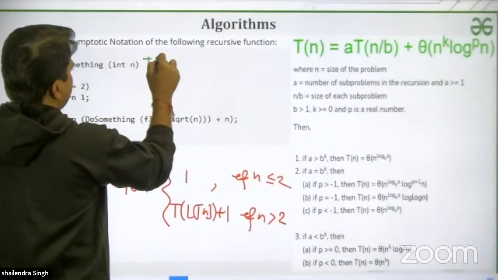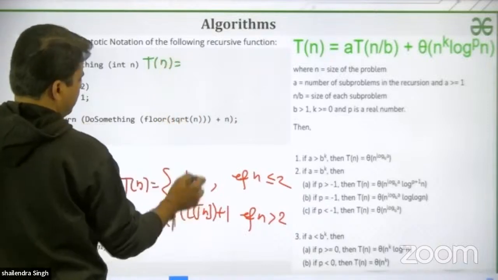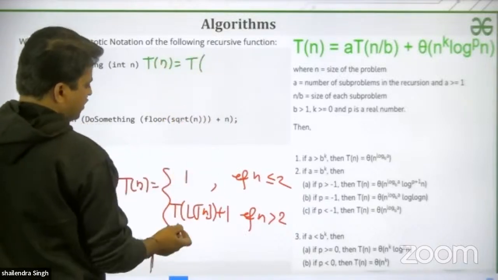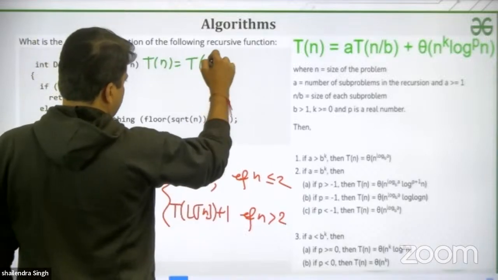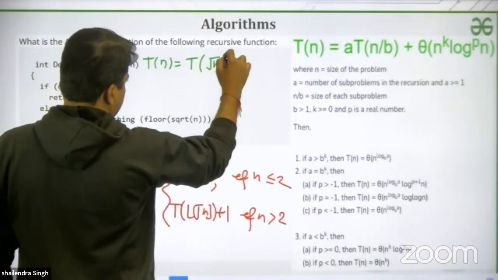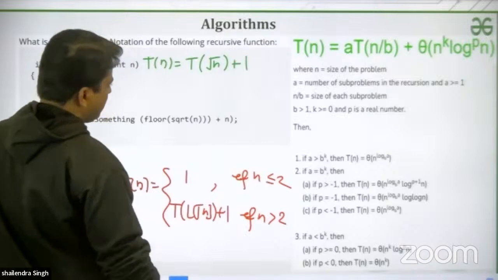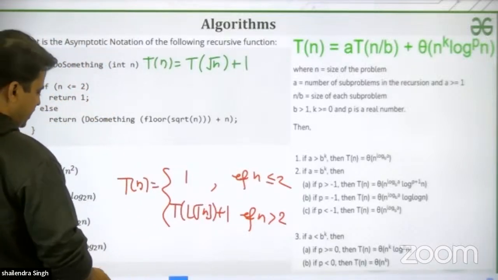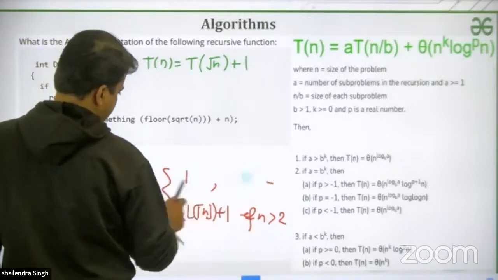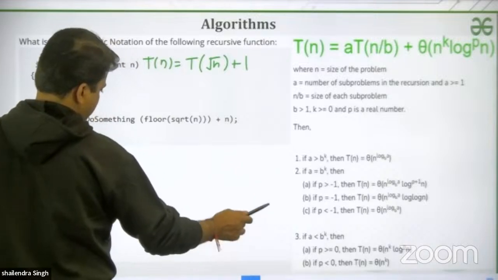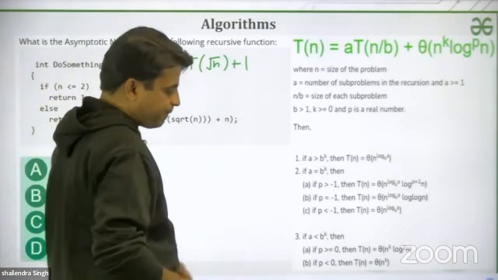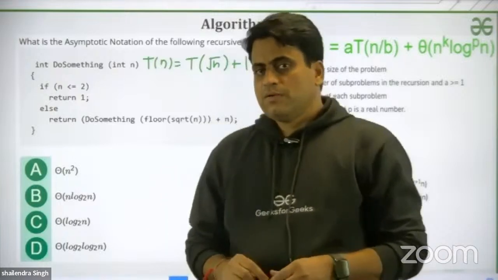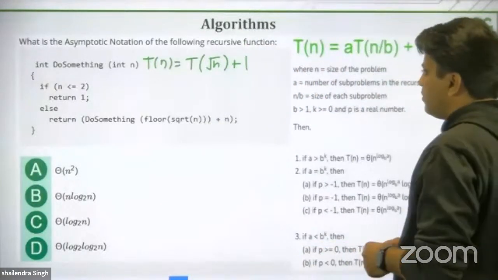So dear student, here is your recurrence relation. T of n equals T of root n plus 1; remove the ceiling function and floor function, no problem. This is your recurrence relation, right? Now sir, after this what should I do? After this, what is the solution for this question?